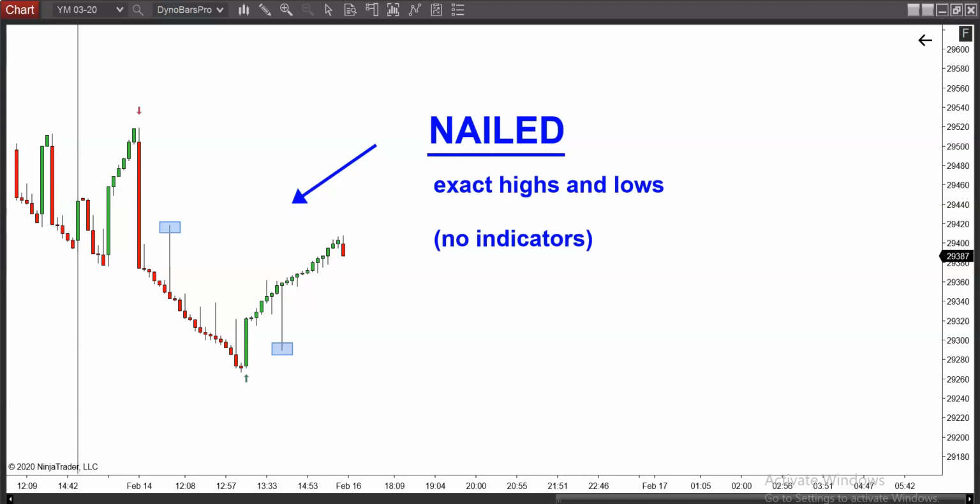Alright guys, in this video I'm going to show you how to use price action techniques, price action patterns to nail exact highs and lows like you can see right here in any market. Stocks, futures, Forex, options, doesn't matter. Price action works in every market. And best of all guys, when you finish watching this price action video, you're going to learn how to trade the market without using any indicators whatsoever. Alright, so let's go ahead and fire this up.